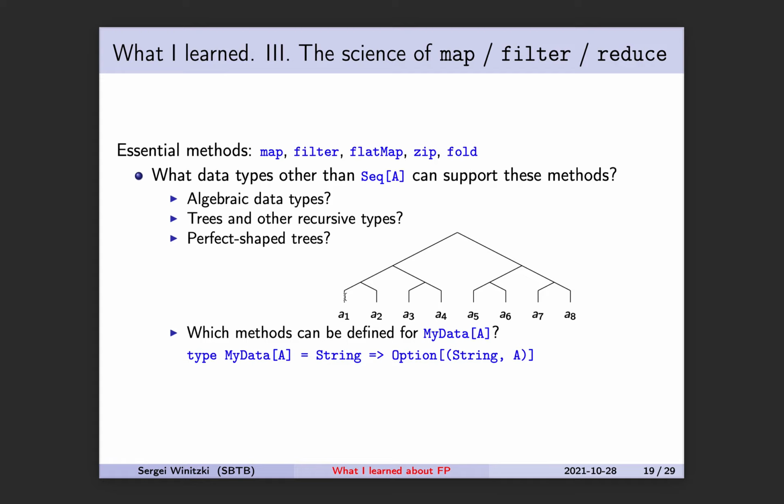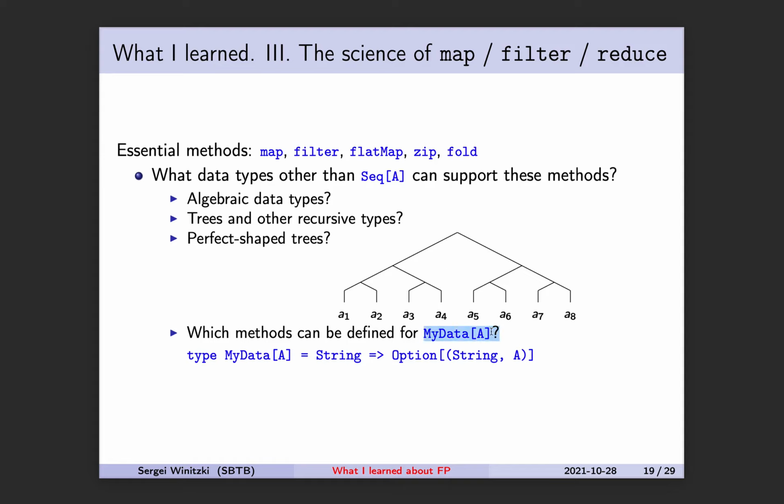Like this is an interesting data type, perfect shaped tree, which always has the same depth in all leaves. So it could be 2 leaves, 4 leaves, 8 leaves, and so on, but only those, no other shape. Must be a perfect shape. So this is an interesting data type. Can you define map, filter, flat map, zip, and fold for this? It turns out that you can define zip, for instance, but you cannot define flat map or filter.